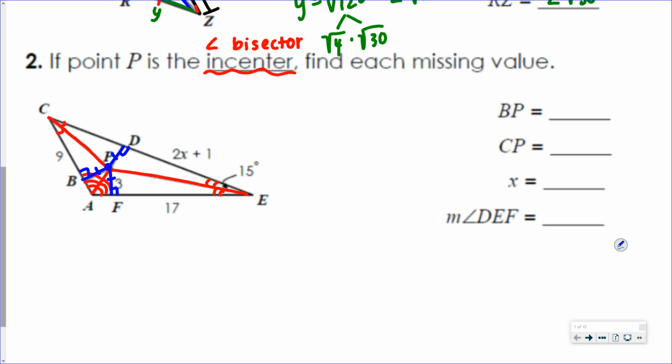Okay, circumcenters can be inside, outside, or on the hypotenuse, depending on what type of triangle it is. But that's kind of the special characteristics with incenter, is that they're equidistant from each side of the triangle. Okay, remember that? All right, so they want me to find BP. Well, based on what I just told you, if they're showing you that this distance, PF, is 3, this is also going to be 3, and so is PD, so that's just going to be 3. All those distances are the same.